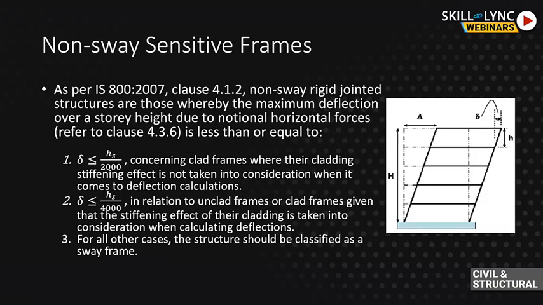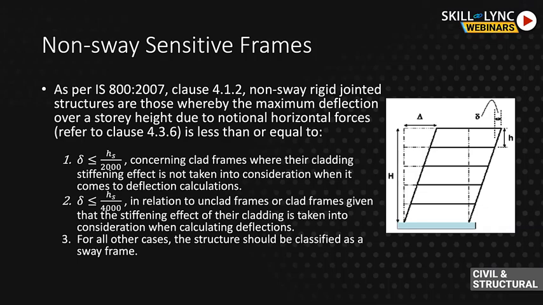So speaking specifically about non-sway sensitive frames. A structural engineer gets presented with a frame. The first decision is, is it a non-sway or sway frame? And to make this decision, per IS 800:2007 clause 4.1.2, non-sway frames are defined as those whereby the maximum deflection over a storey height due to notional horizontal forces is less than or equal to the limit. So basically the first step is I need to calculate my notional horizontal forces, I need to apply them on my structure, and then I look at the specific frame.